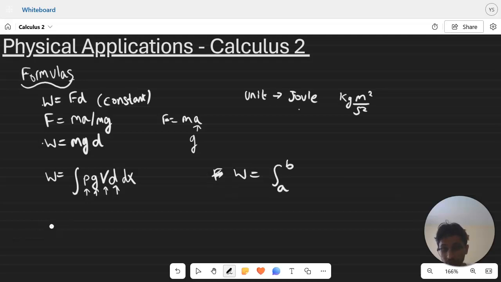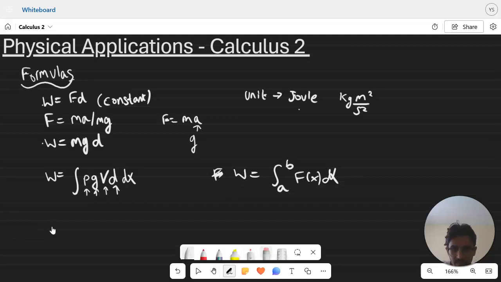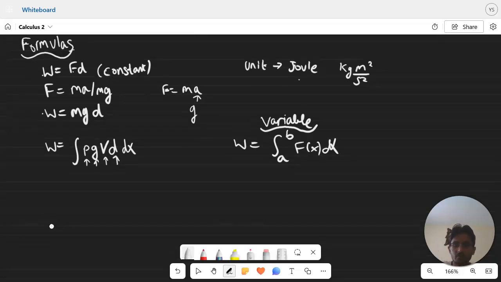So we're going to find the integral from a to b of f of x dx. It's not going to be the force, it's going to be the function. So when do we use this formula? We use this formula when the force is variable. Variable means it's not a constant. It keeps changing. It could change at some point, or at any point. So for variable force, we use this formula. For constant force, we use the other formula.